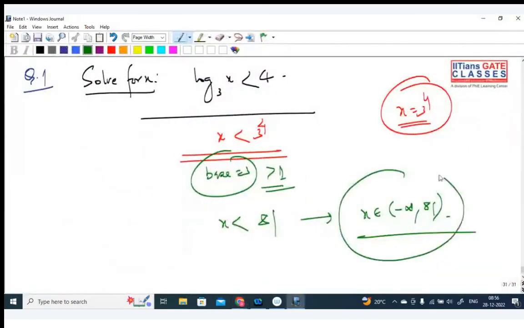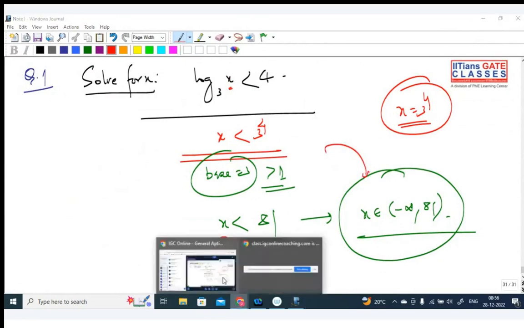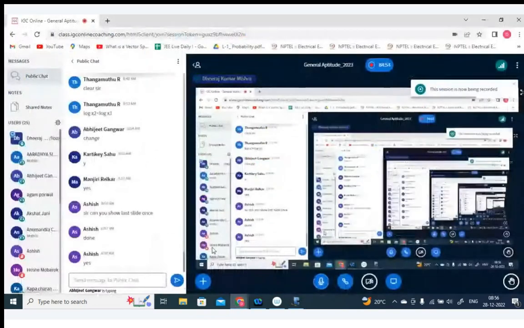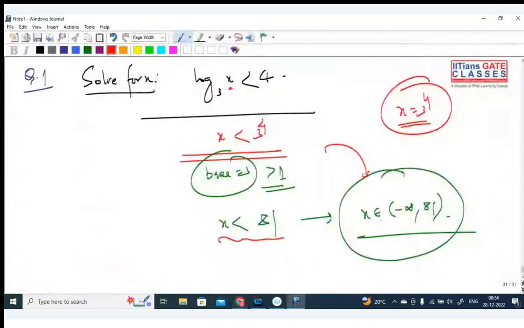I wrote this with x is less than 81. Is it correct for the value of x? Can we take this? Please think about this. That's why I stopped here. Because here the negative values are also included, like minus 1, minus 2, minus 3, and so on. So this is not correct.